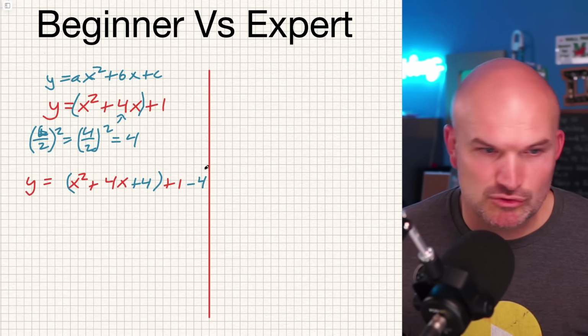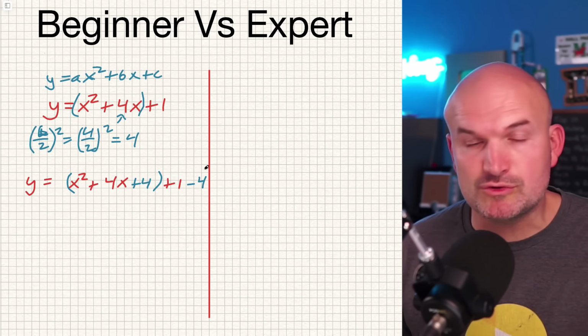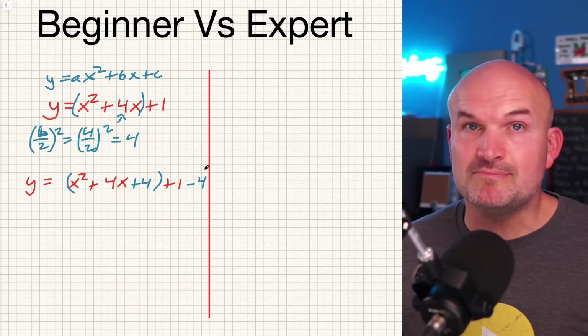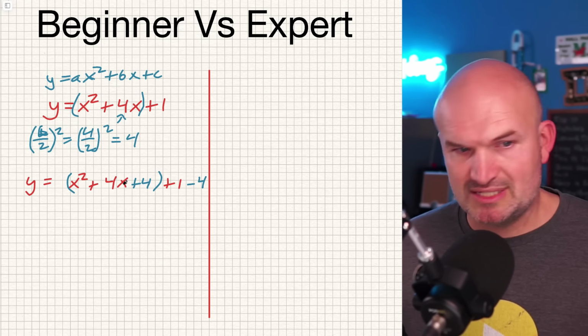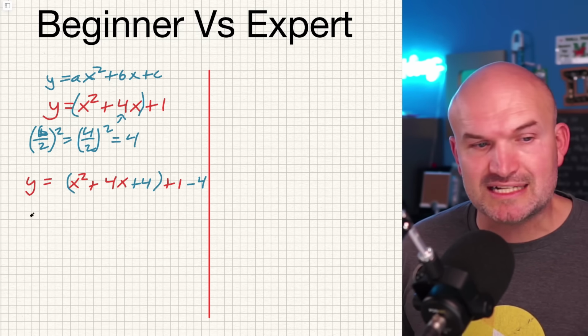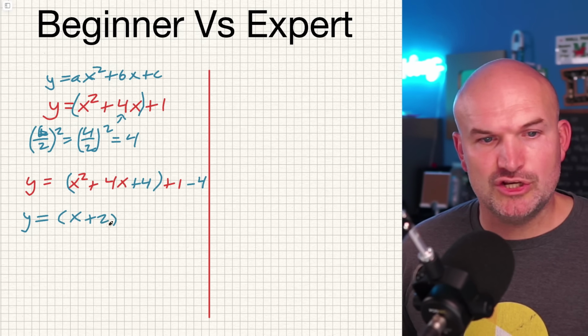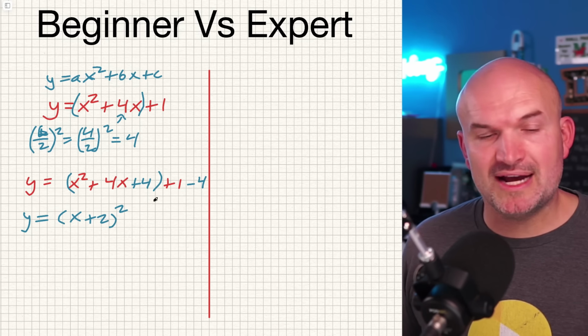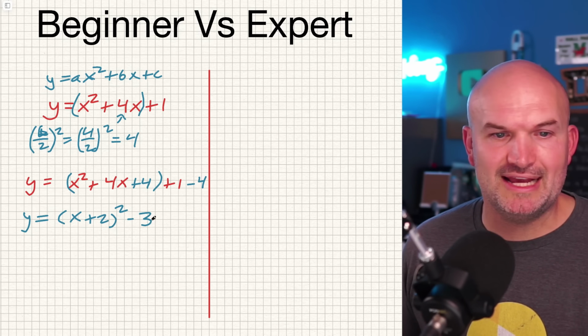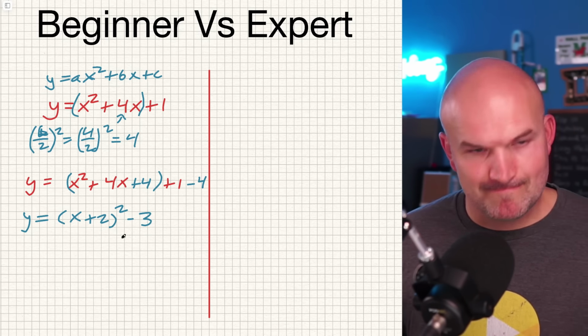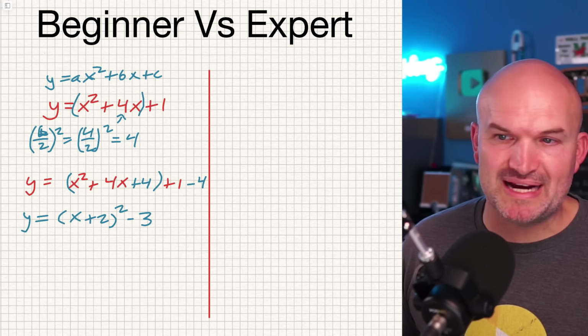Now we have created a perfect square trinomial, and we know that all perfect square trinomials can be factored down into a binomial squared. So now we say, well, what's the factored form of this? That's going to be x plus 2 squared. So now I write this as the quantity x plus 2 squared, and then 1 minus 4 is going to give me negative 3, right? That's typically how we work through it step by step.